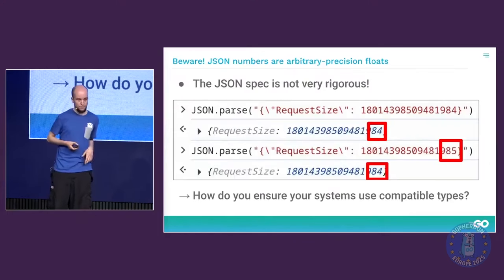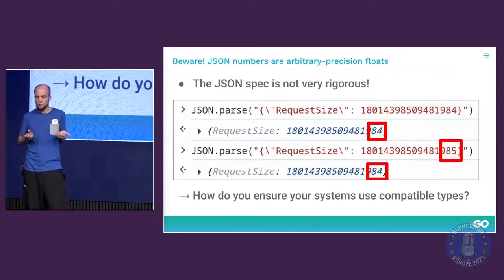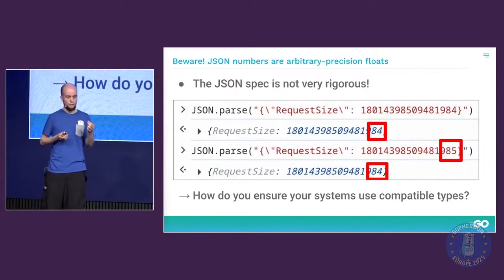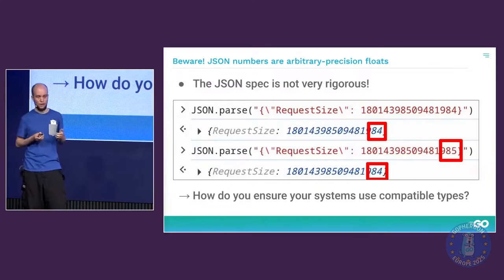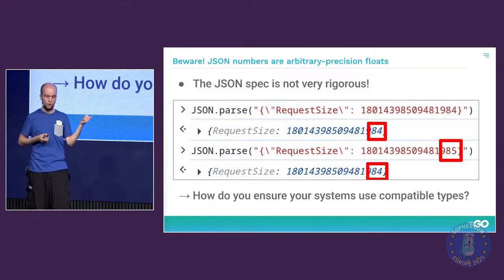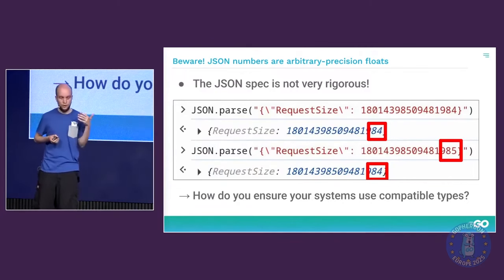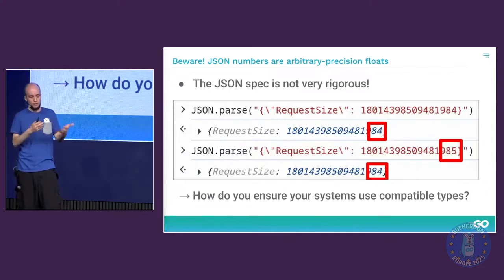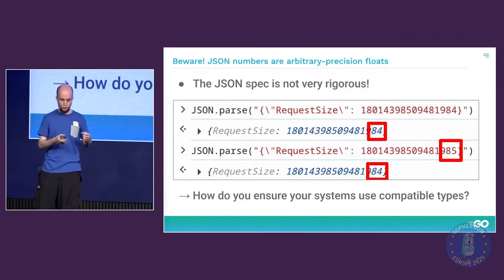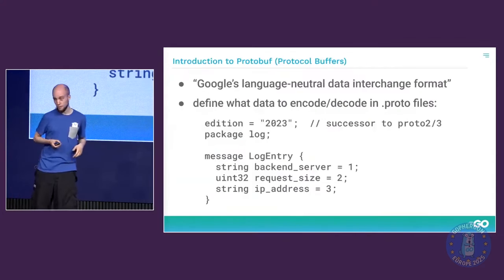Everything is fine. But it turns out that the JSON spec is not actually very rigorous. Like, if you copy the value that we saw on the previous slide into your web browser's JavaScript console and you parse it as JSON, it'll work, like you see in the first line. But if you increment the number to 85 in the end, it parses to 84? How can that be right? And it turns out it is right because JavaScript uses arbitrary precision floats and JSON specifies it as such. So it is sort of up to you to ensure that your systems use compatible types in the way that they use JSON. Otherwise, that sort of thing might happen.